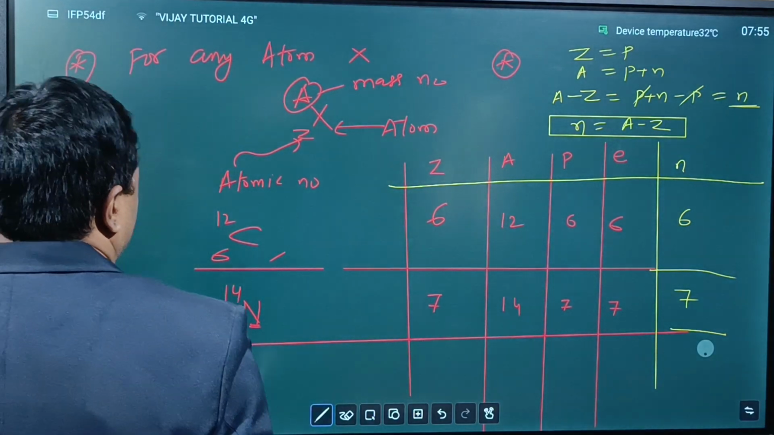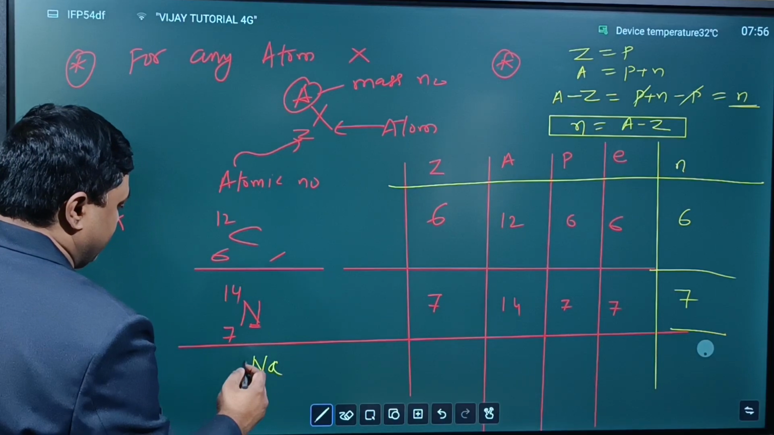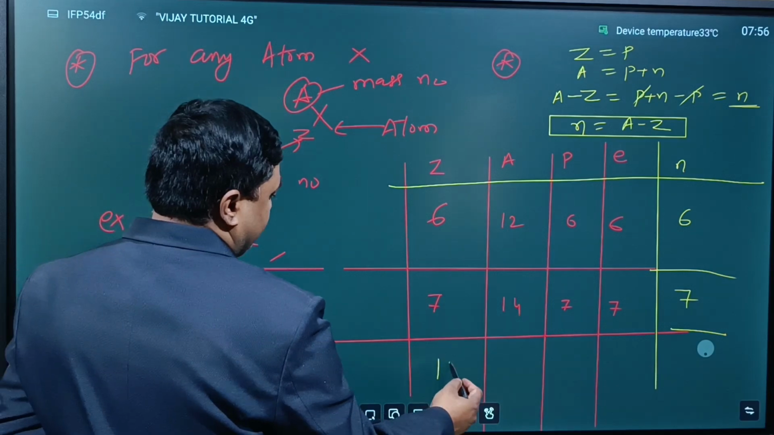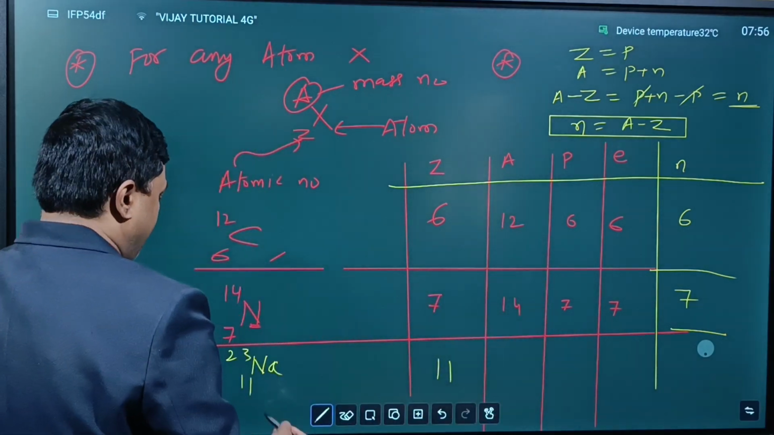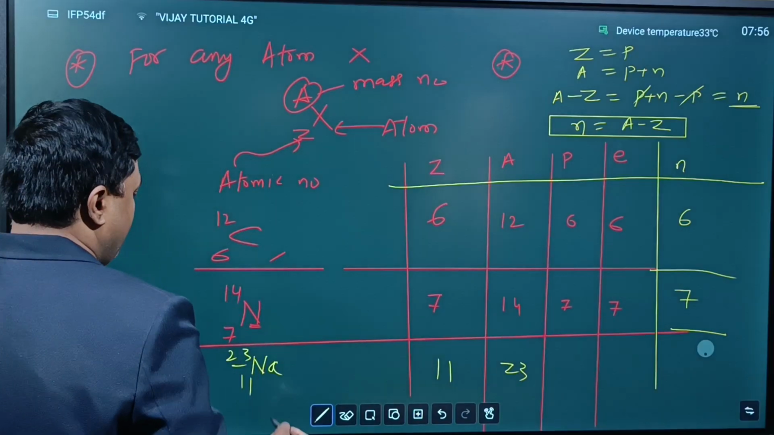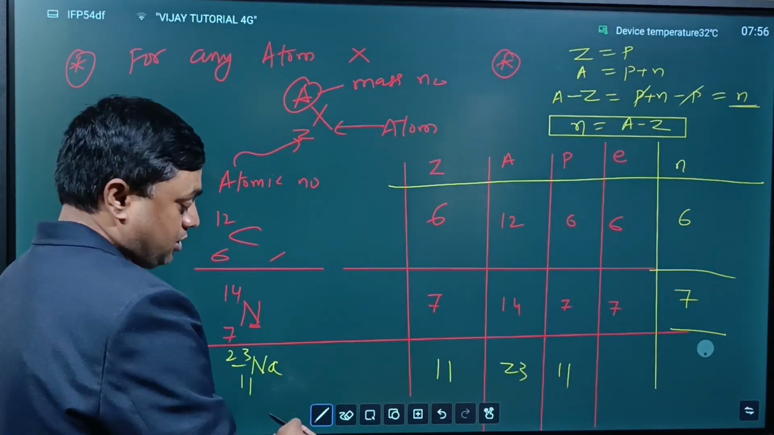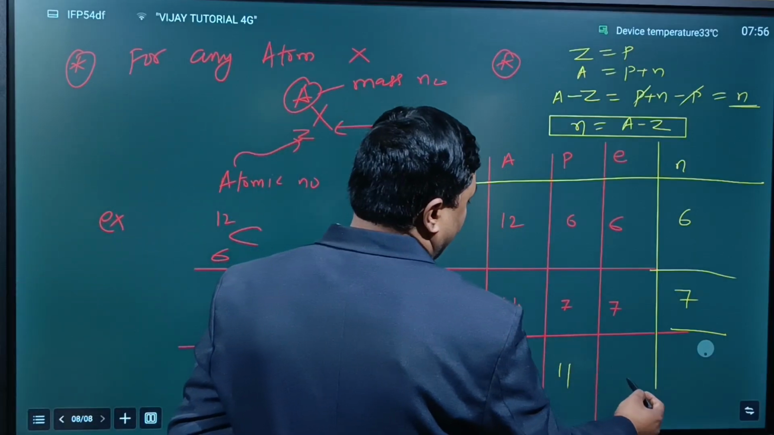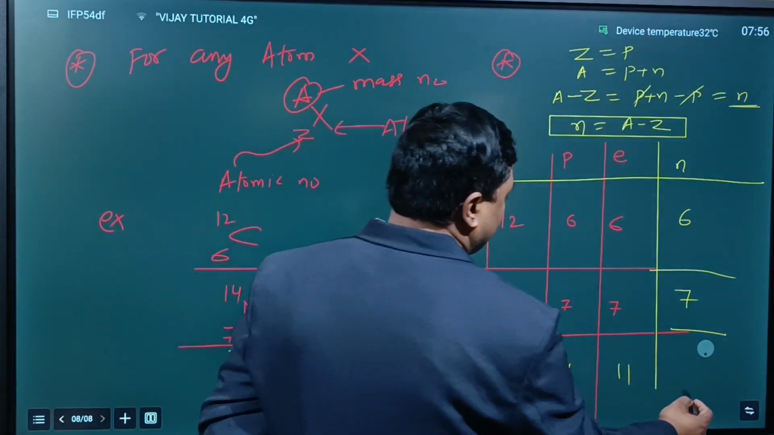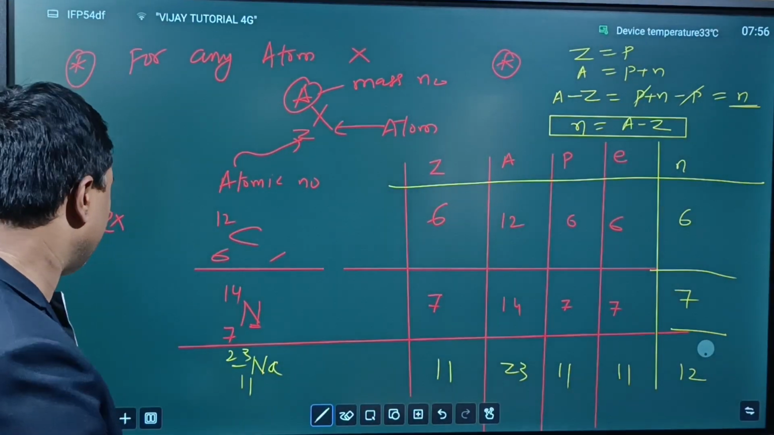Okay. Try for this. Sodium, atomic number is 11, mass number is 23. So atomic number Z is what? 11. Okay, what is the mass number? 23. Number of protons is equal to atomic number. As it is a neutral atom, the number of electrons and protons are the same. What about the number of neutrons? 23 minus 11, that is 12. Please make a note of this. Okay, you can take the screenshot also.